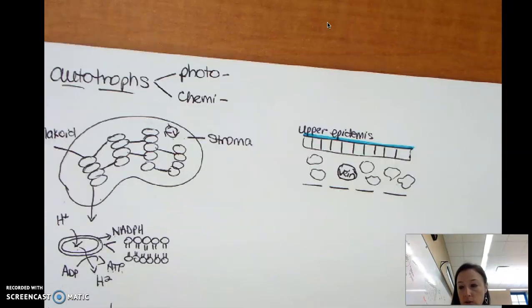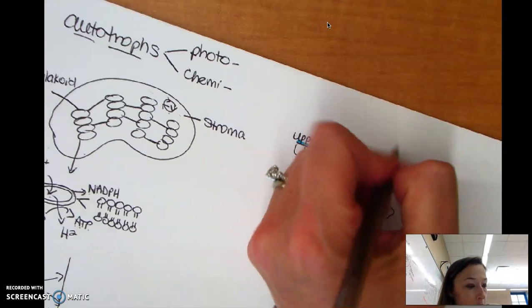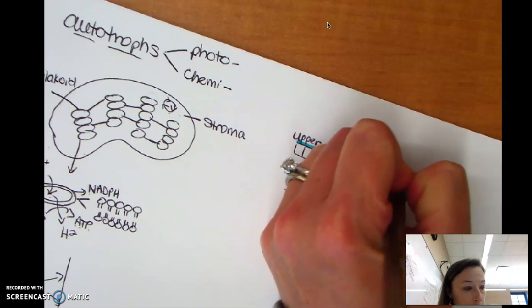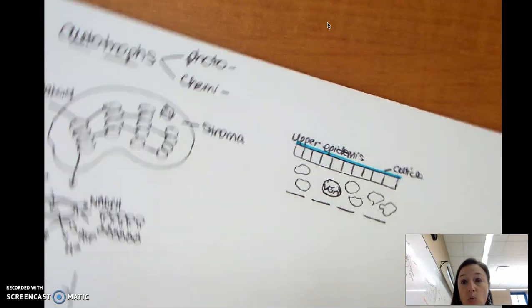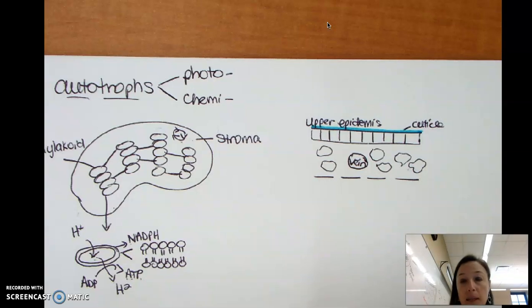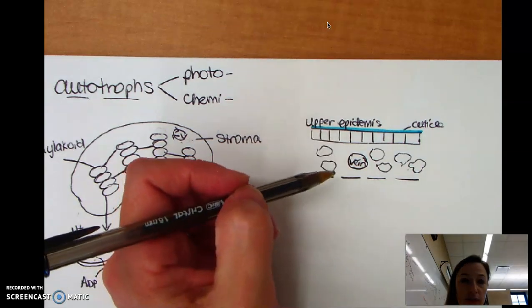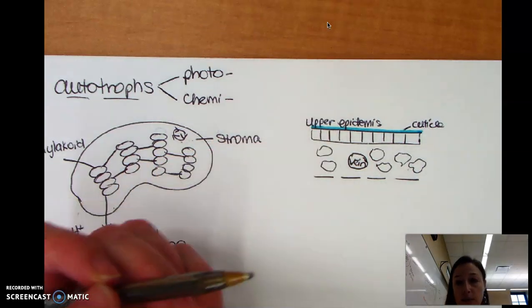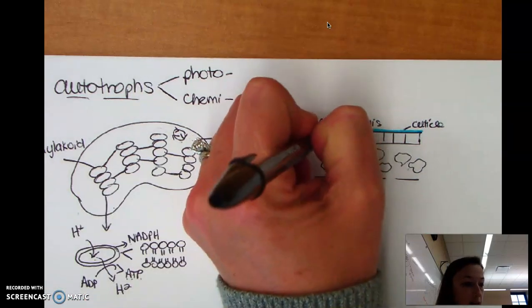So there's that waxy cuticle. And that waxy cuticle is going to let light through, but not water. And so it's going to preserve water for the plant so that it has the water for photosynthesis, but it does allow light to come through because the plant obviously needs light.